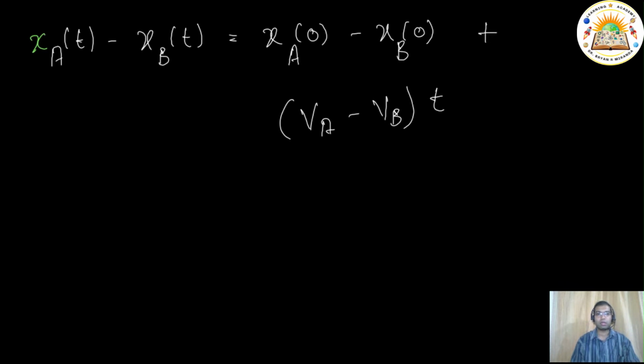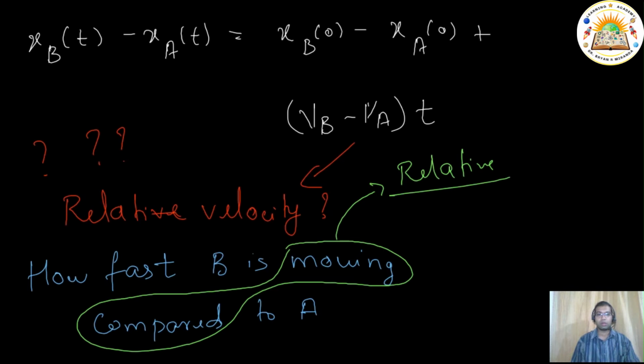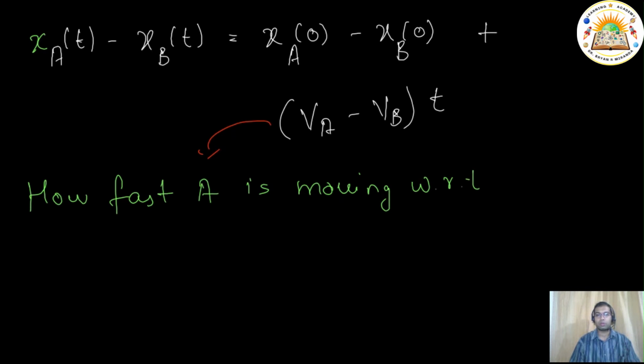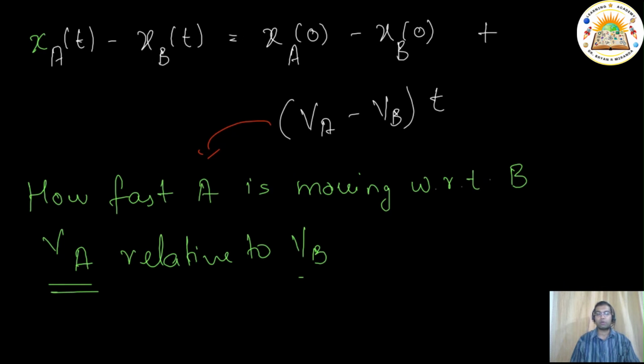Now this would mean that previously we took how fast B is moving with respect to A. Here we can take how fast A is moving with respect to B, or the velocity of A relative to the velocity of B. Now these are for two objects, or what is the velocity at point A relative to velocity at point B. Now with this in mind, let us go ahead and look at some cases that are there.